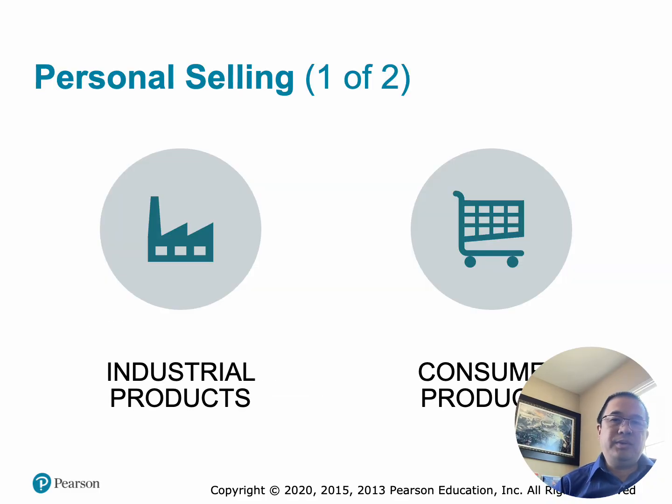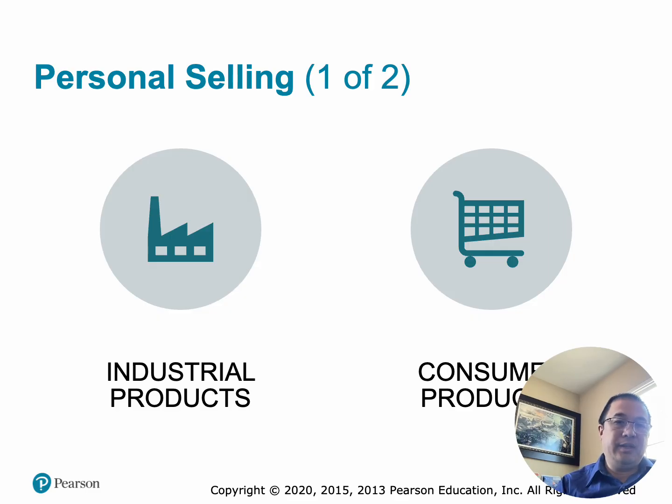This slide introduces personal selling as a key element of the promotion mix and highlights that it is used differently for industrial products and consumer products. So what is personal selling? Personal selling is direct communication between a salesperson and a customer to persuade them to purchase a product or service. Unlike advertising, which reaches many people at once, personal selling involves one-on-one interaction.